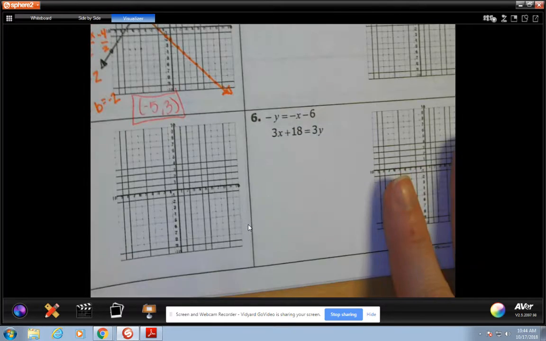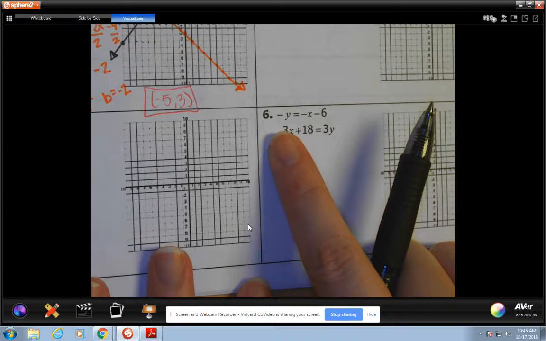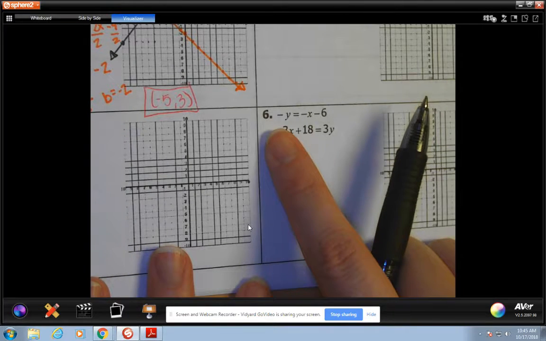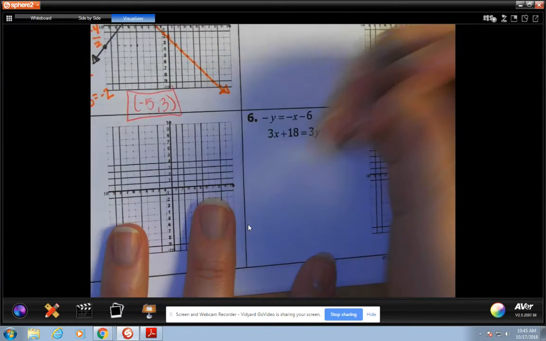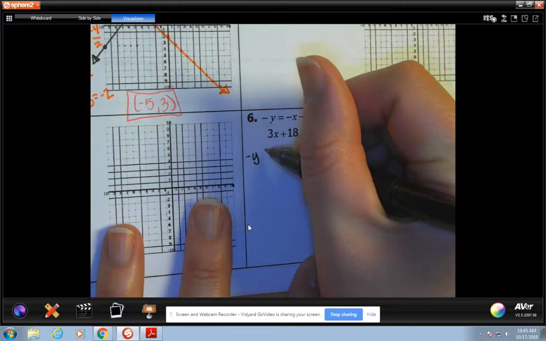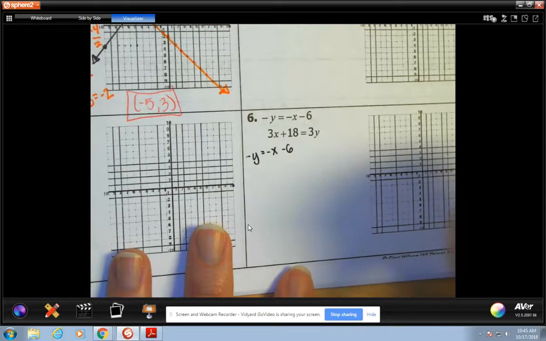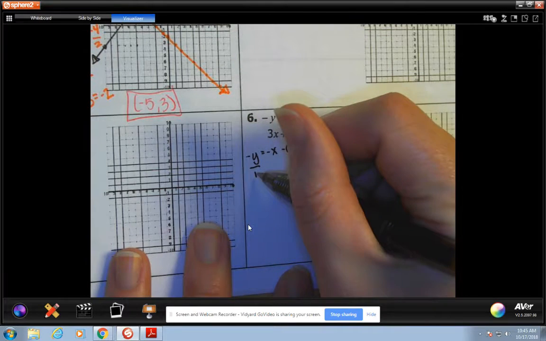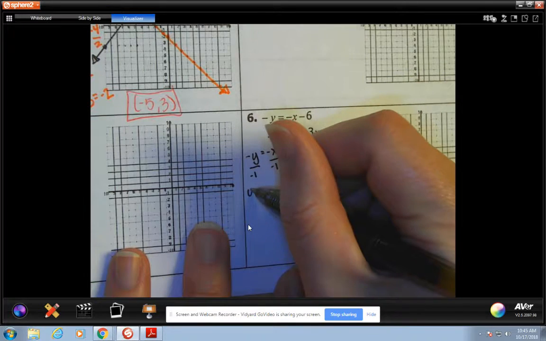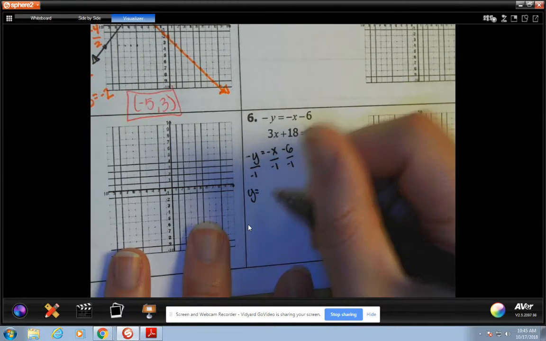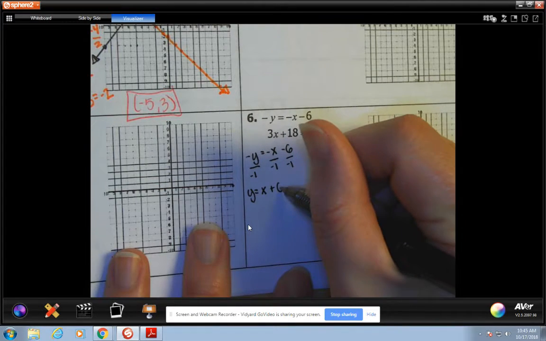All right, so I'm looking at my first equation here, and I'm noticing that y is already almost by itself, but it has that negative in front of it, so I can't leave it just like that and graph it. We have to get rid of that negative. So if we have a negative y equals a negative x minus 6, we have to divide out that negative 1 to get rid of that negative y. So we're going to divide everything by negative 1, and you're going to get y equals negative x divided by negative 1 is positive x. Negative 6 divided by negative 1 is positive 6.